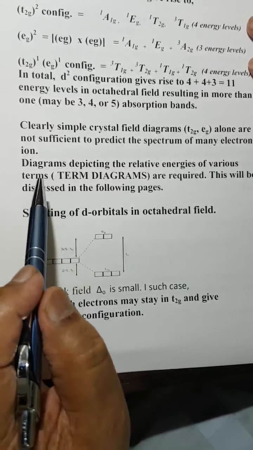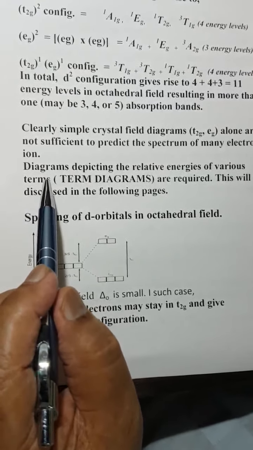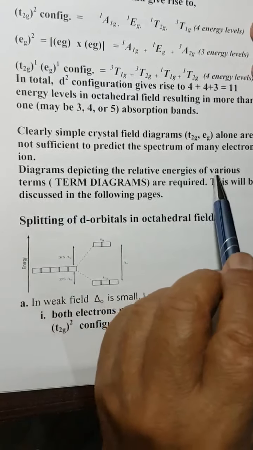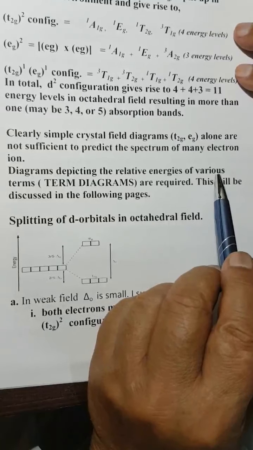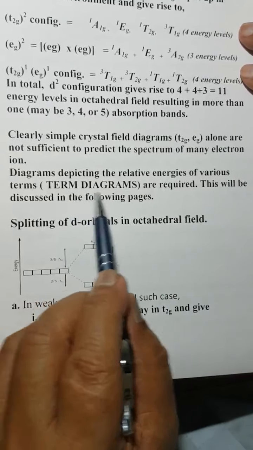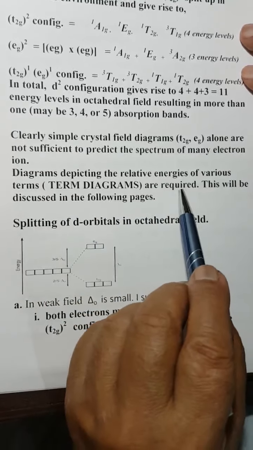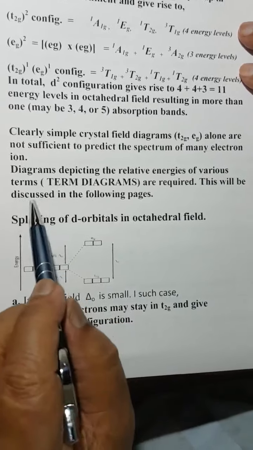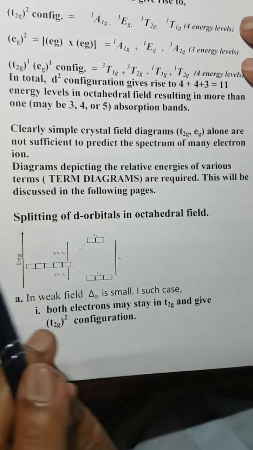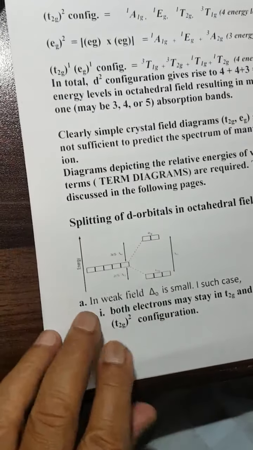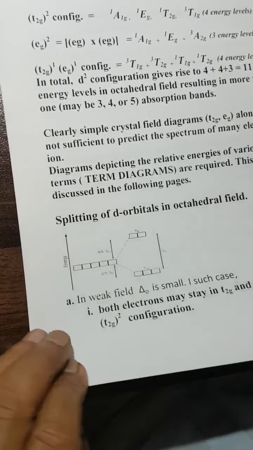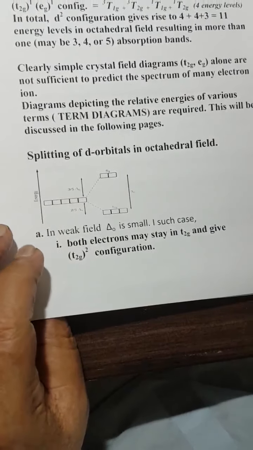So diagrams depicting the relative energies of various terms are required. That means term diagrams are required. This will be discussed in the following pages. Now, let's see. D orbital, simple.